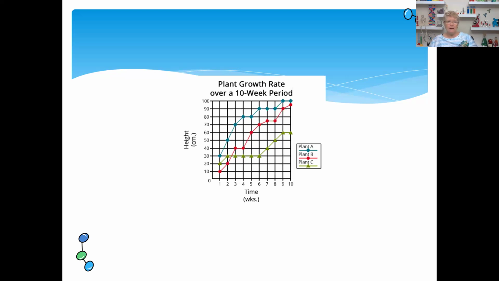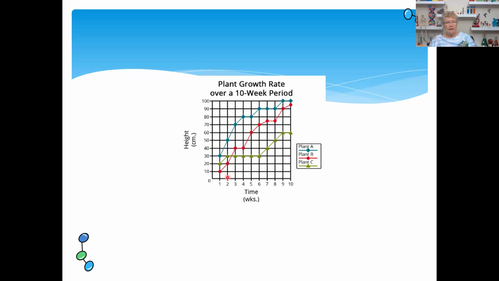So take a look at A. It started at 30 right here. This is A, the blue one. Let me get my red pointer. That'll make it easier to see. A is the blue one. It started at 30 centimeters and it went up to 100 centimeters. So how much did it grow? Luke. 70. 70 centimeters. Good.